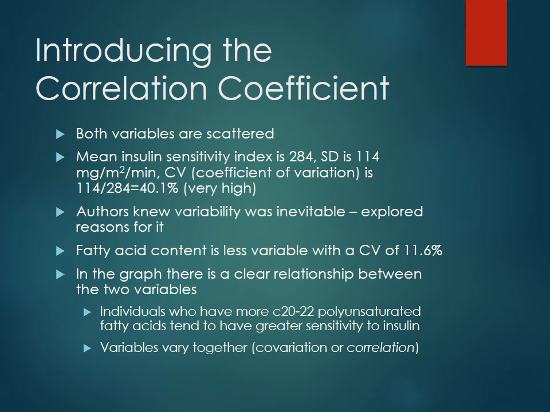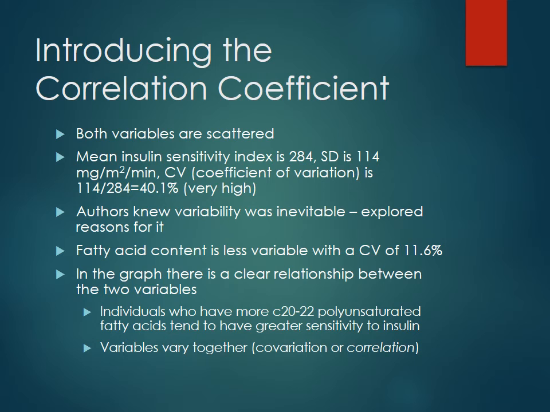So when we actually look at the data, and we'll show you that in a second, you see that both variables are pretty scattered. Again, you would like to see nice straight lines, but very frequently in the biological literature, you're not going to see that. But what they looked at, they were trying to find the differences in how much the data varied. And so when they looked at the mean insulin sensitivity, they saw that the standard deviation was pretty wide there. It had a very high coefficient of variation. So a lot of variation occurring there. And so they then decided to look at the fatty acid content. They actually saw much less variation with that data.